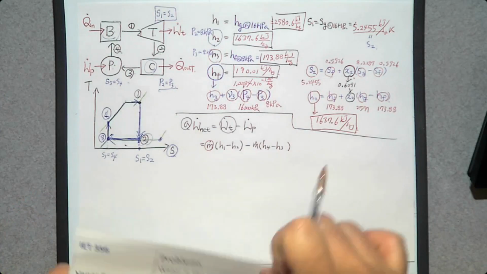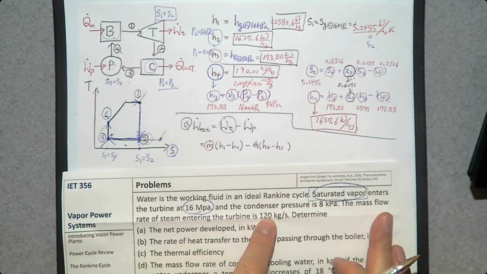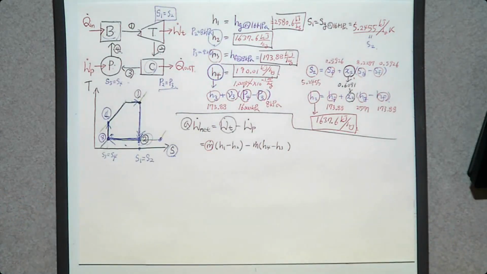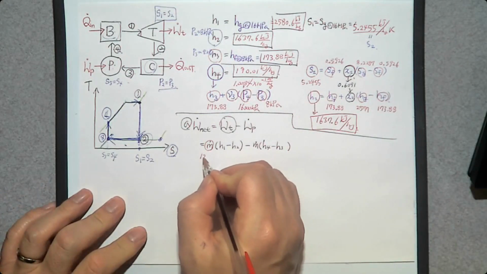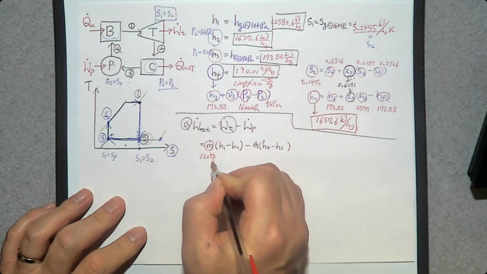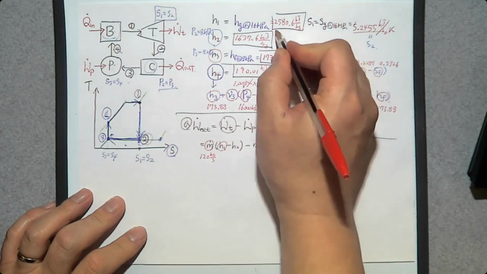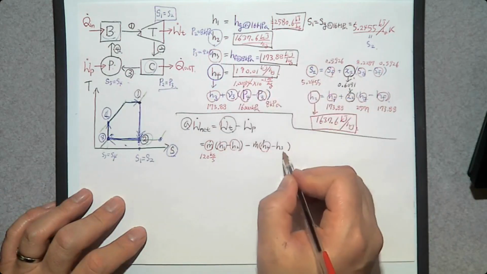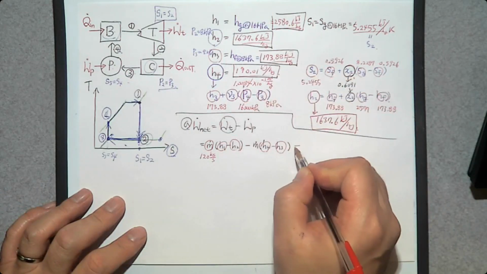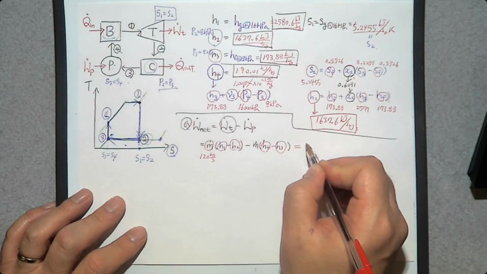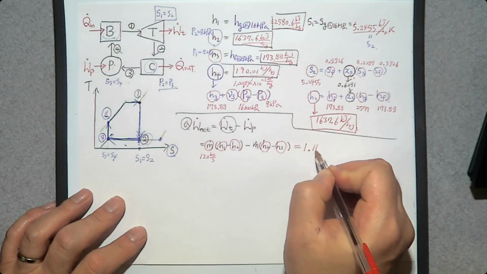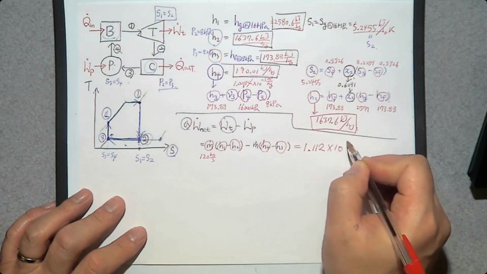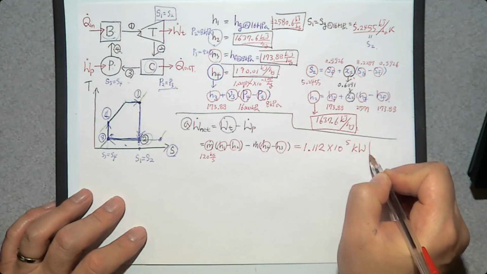According to the problem statement, it says 120 kilogram per second. H1 here, H2 here, H4 here, H3 here. So can you determine the value? Yes. 1.112 times 10 to 5 kilowatt.